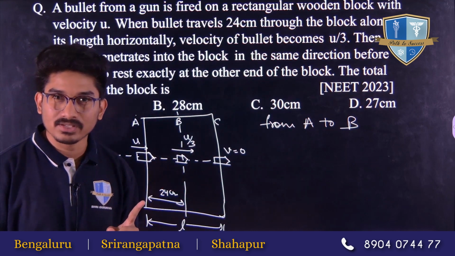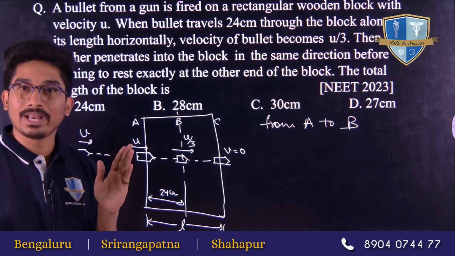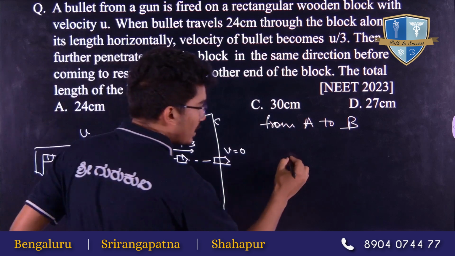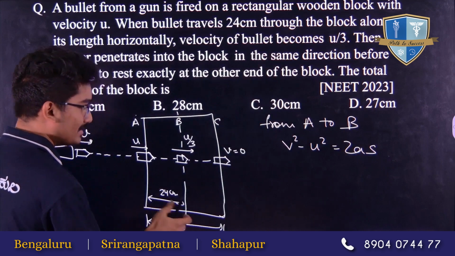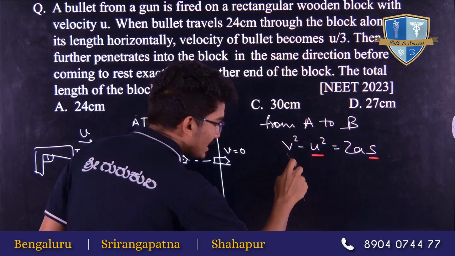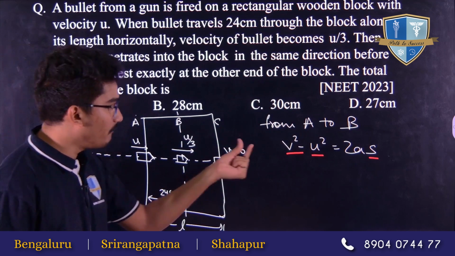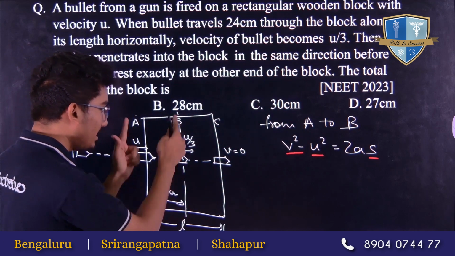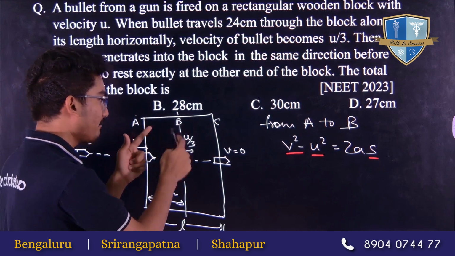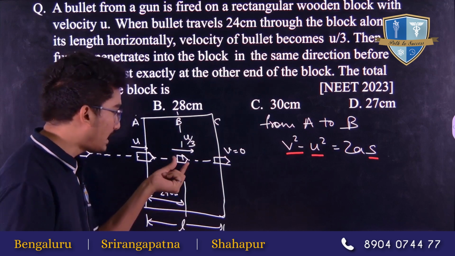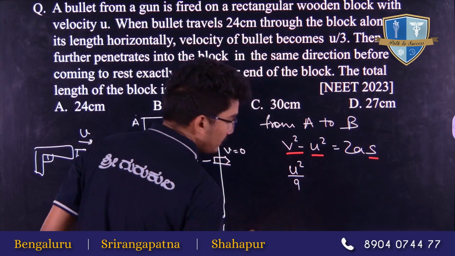S is equals to ut plus half at square: it doesn't have final velocity, right? V is equals to u plus at: it doesn't have displacement. But v square minus u square is equals to 2as contains all these three things: displacement, initial velocity, and final velocity. So this is the formula we will use in interval A to B. Now what is the final velocity? The final event in this interval is when bullet is reaching at B. So final velocity will be u by 3, means v square will be u square by 9.